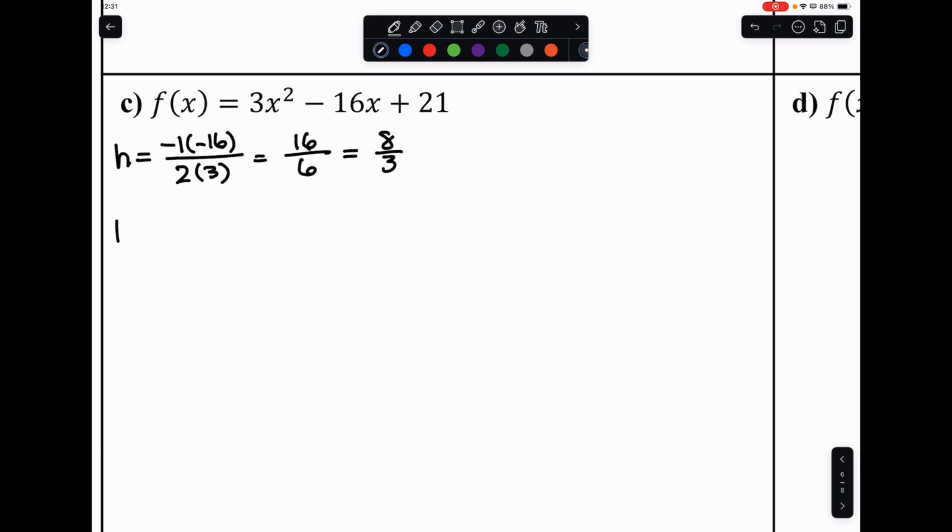Now to identify the y coordinate of the vertex, we're going to plug that number into our quadratic function.